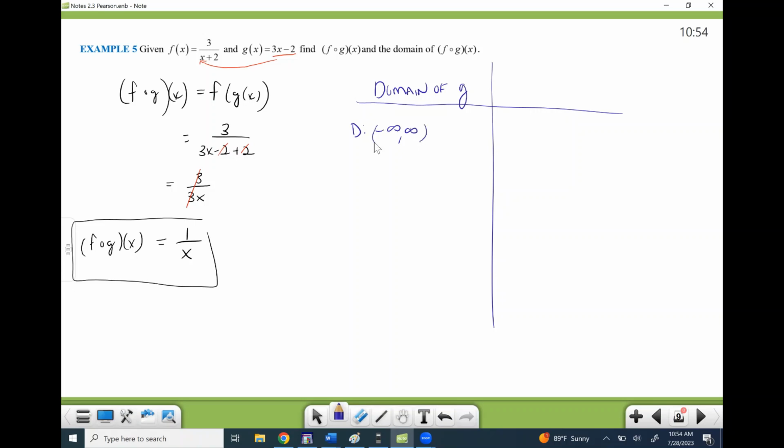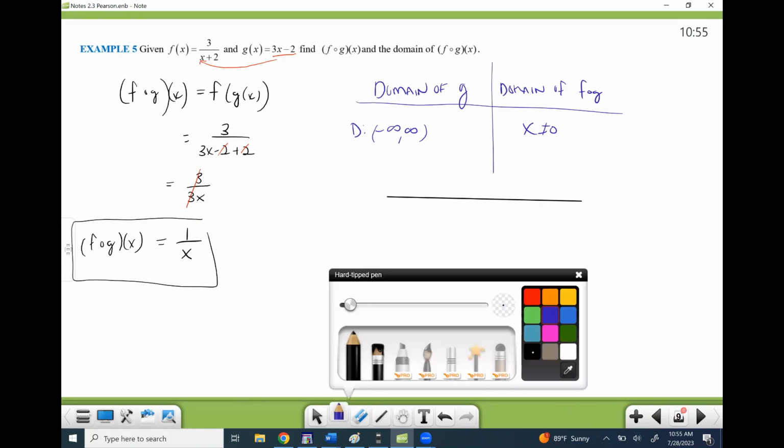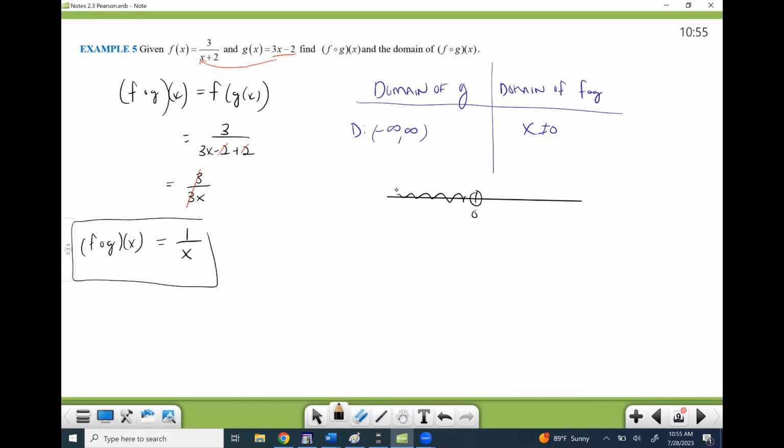But then we have to look at the domain of F composed G now. Well, that does have restrictions. We know that x cannot be 0. So if we put the two together, this one has no restrictions, this one has 0 as a restriction, then 0 will be a restriction, right? So we know that we can't have 0. But everything this way is good. Everything this way is good. So it's going to be from negative infinity to 0 and 0 to infinity for the answer for the domain of F composed G.